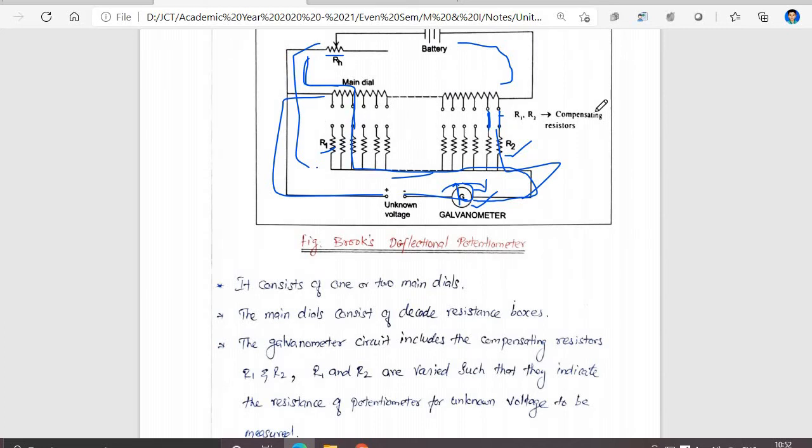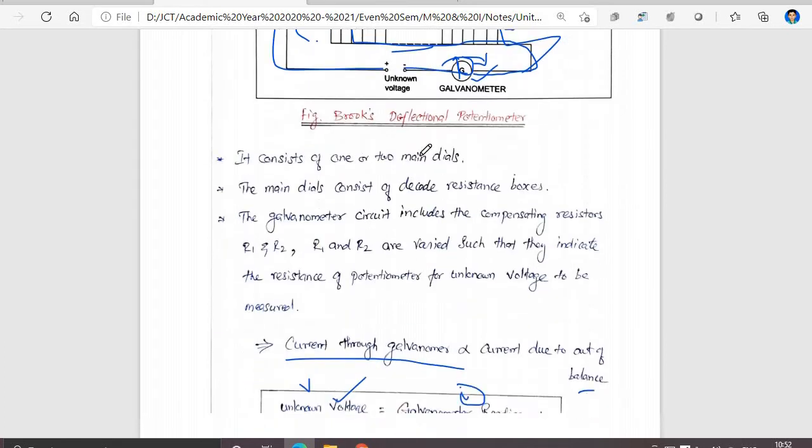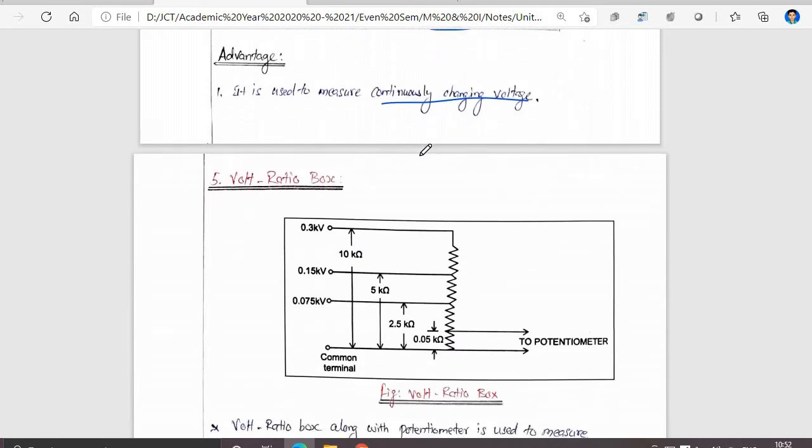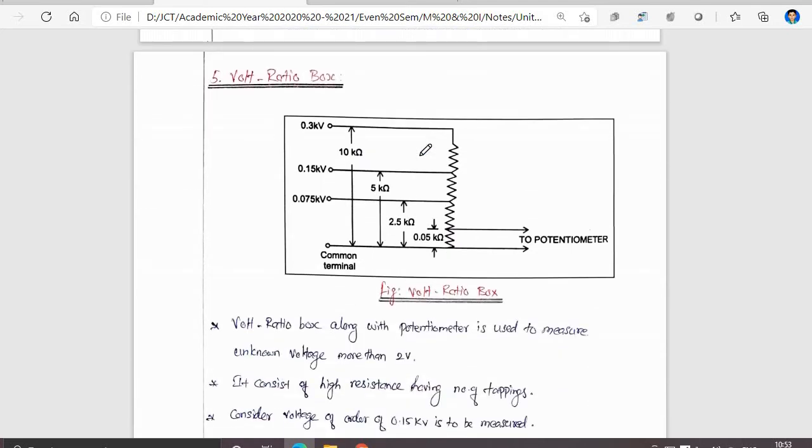It has a compensating resistance and a main dial resistance. We just click the switch, and it should be closed. So we can easily find out the unknown voltage. And the last one is a volt ratio box.